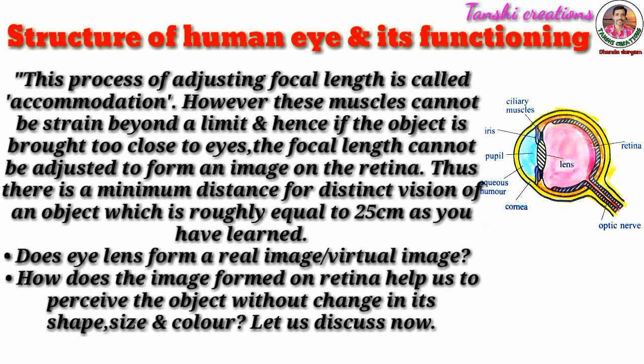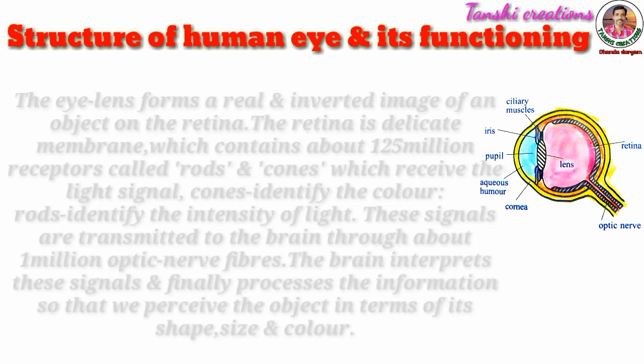Thus, there is a minimum distance for distinct vision of an object which is roughly equal to 25 centimeters, as you have learned. Does the eye lens form a real image or a virtual image? How does the image formed on the retina help us to perceive the object without change in its shape, size and color? Let us discuss now.